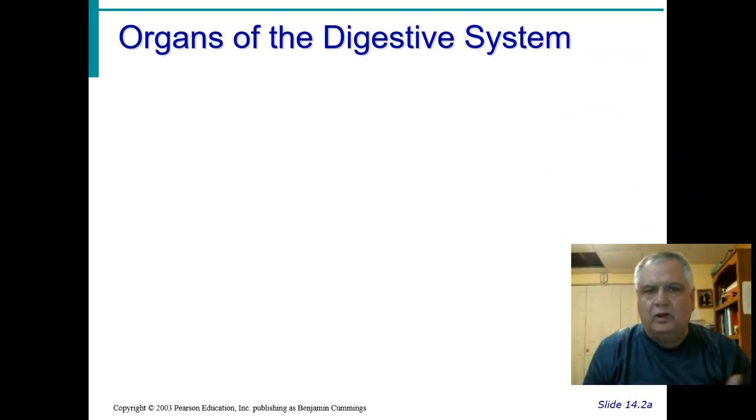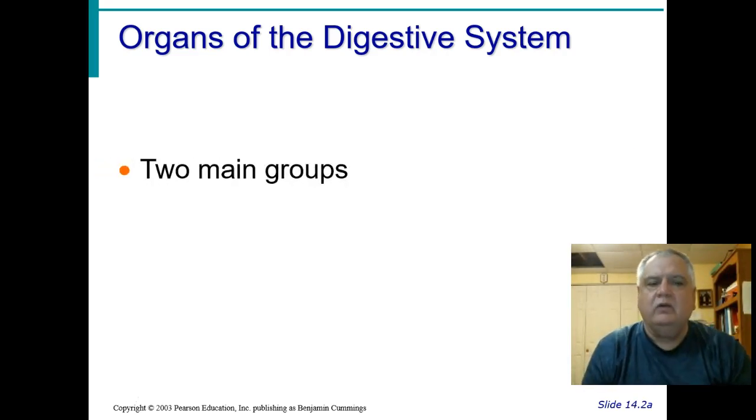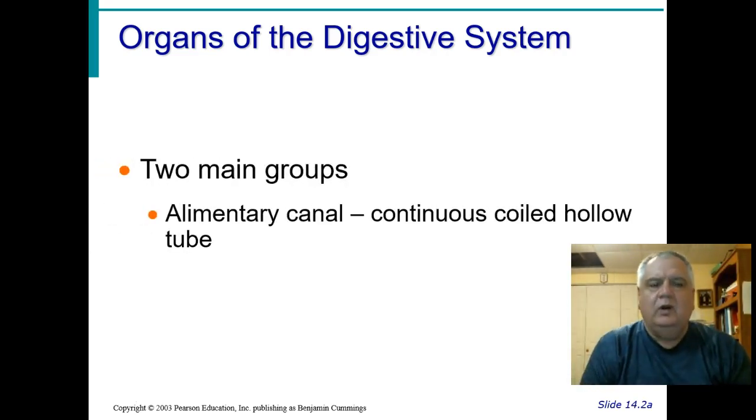Okay, so the rest of this PowerPoint is going to be about the digestive system. So what are the organs of the digestive system? Whenever we take a look at these organs, they're going to be subdivided into two main groups, and we'll look at them from that perspective. The first group are what we call the alimentary canal organs, or simply the alimentary canal. This is a continuous coiled hollow tube.